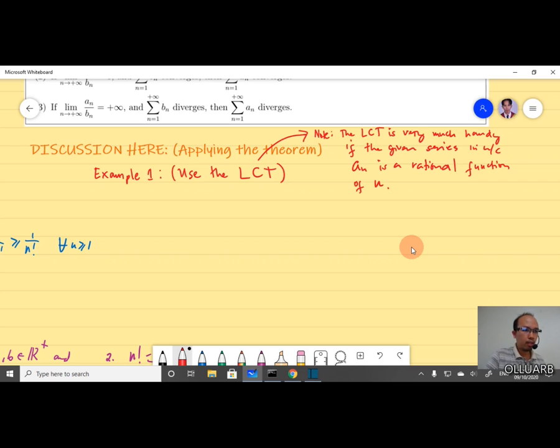So let's have an example here. This series is the summation of n squared over 4n cubed plus 1, where your index starts from 1 up to positive infinity.